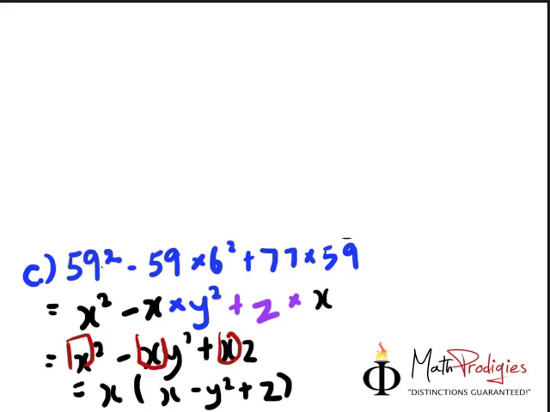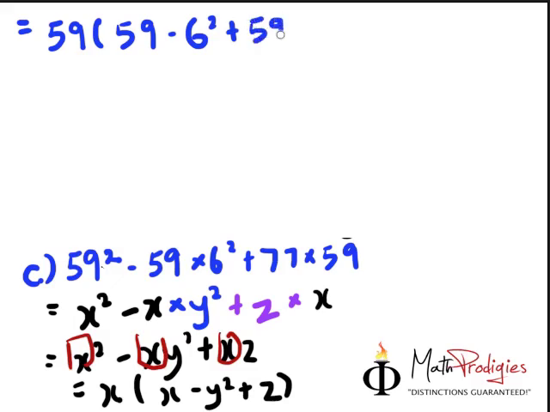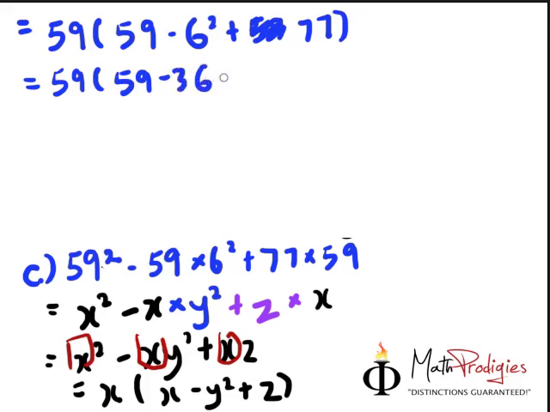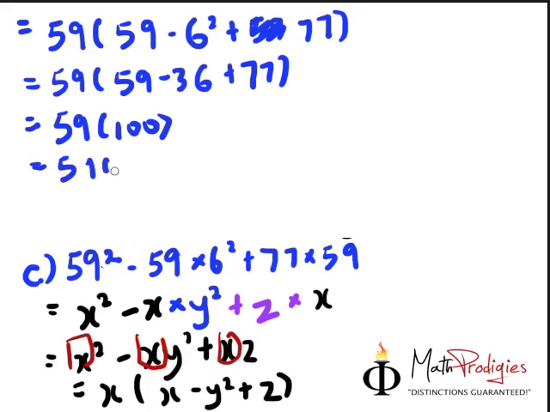So as you can see, let's sub back X as 59. Therefore we get 59 times 59 minus Y. What was Y? Y was actually 6, right? So therefore we have minus 6 squared plus, what's your Z? Your Z was 77. Don't get confused now. 59, then you bracket, you open up 59 minus 36. 59 minus 36 is going to give you 23. 23 plus 77 gives you what? 100. Now you see how it works out. 59 times 100 gives you 5,900. And that is how you solve these kinds of questions. Pretty cool, eh? That's how you get the answer.